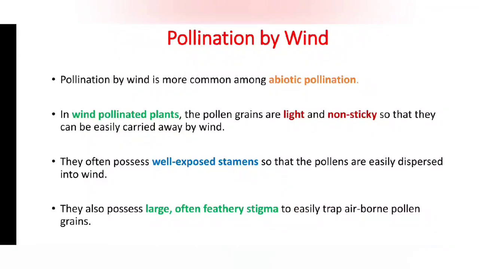They also possess large, often feathery stigma to easily trap airborne pollen grains. In the case of stigma, they are large and also feathery in nature, so that they can easily trap the pollen grains which come by wind.